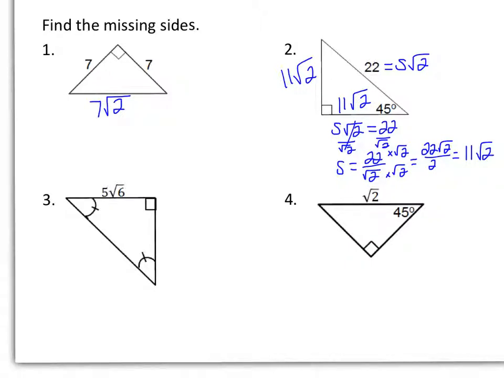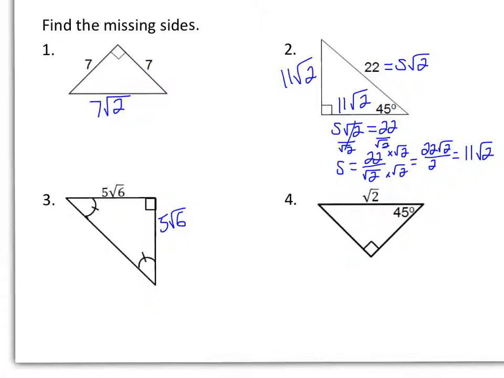So if you know the side and you're trying to find the hypotenuse, you multiply by the square root of 2. If you know the hypotenuse and you're trying to find your side, you divide by the square root of 2. In number 3, our two sides are the same, so this side is 5 square root 6.